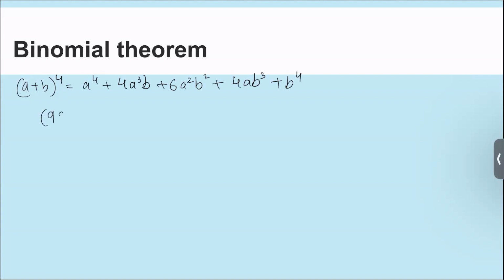Now let's see if you have 98 raised to 4. Okay, so let's write it in terms of, say, 100 minus 2 raised to 4. So you can directly write it in the form of the expanded identity that we know, or you could write this as 100 minus 2 squared and 100 minus 2 squared. This would be easy.